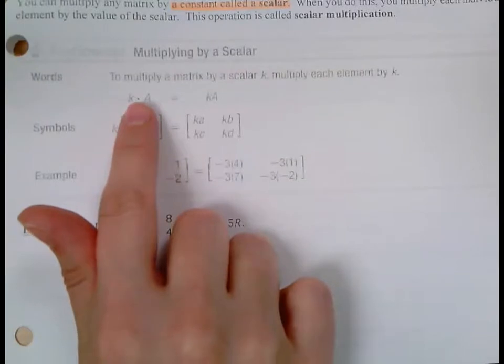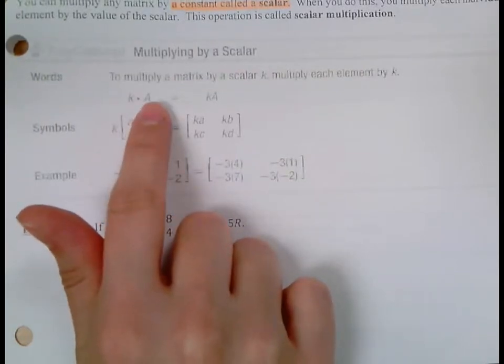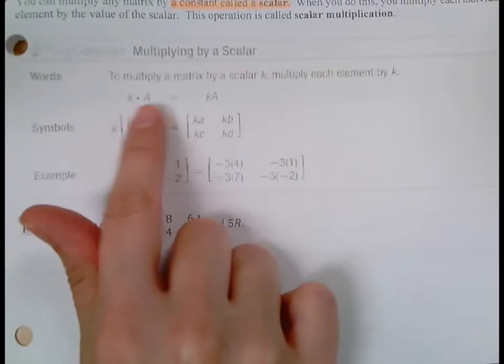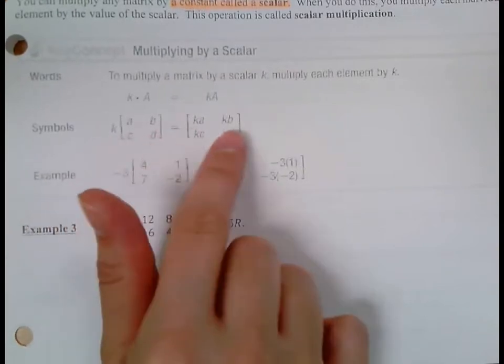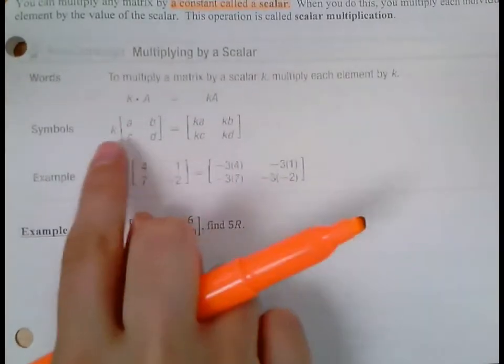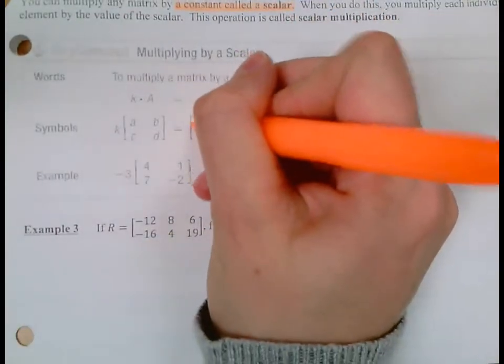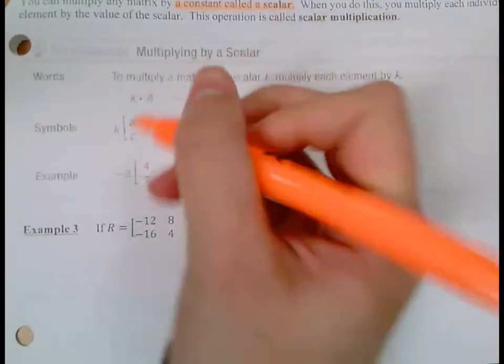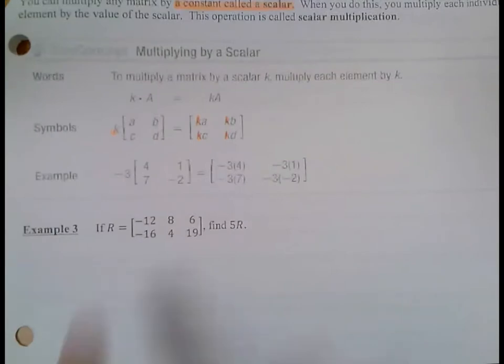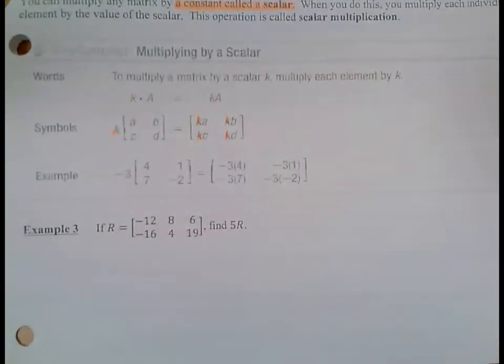So it shows in this box here, if we have a scalar k and then matrix A, we're multiplying matrix A by that scalar, and it shows that down here as well. Notice when I multiply that matrix by the scalar, I'm just multiplying every element by k. And it shows that below with a more concrete example, multiplying everything by negative 3.